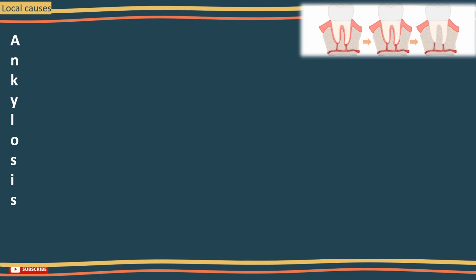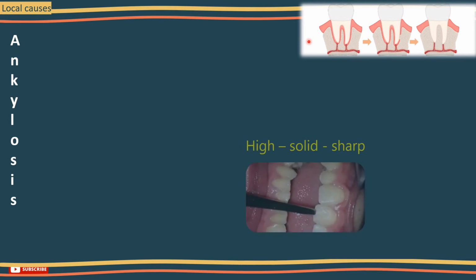Another local factor for failure of eruption is ankylosis. It is a pathological fusion between the alveolar bone and the cementum of a tooth without the presence of PDL. Regarding clinical examination, when an ankylosed tooth is tapped by an instrument handle, the sound produced by this tapping is described as high, sharp, or solid sound, rather than being dull and cushioned as in normal teeth.